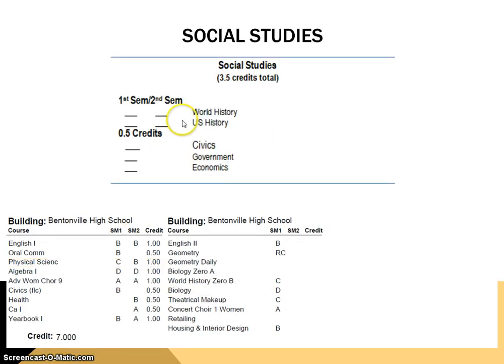Social Studies. The student is currently enrolled in World History and they earned a C first semester. That is a year-long course, so they are working towards that credit right now for the second semester. They had Civics as a freshman, and then they will need to complete U.S. History as a junior and Government and Economics as a senior.